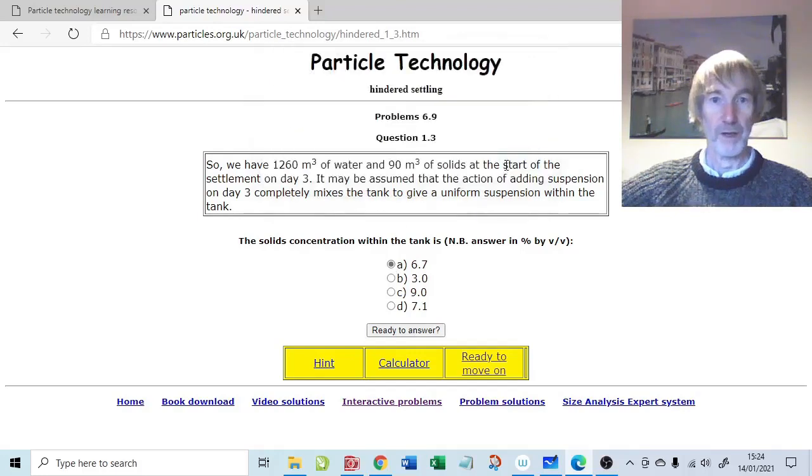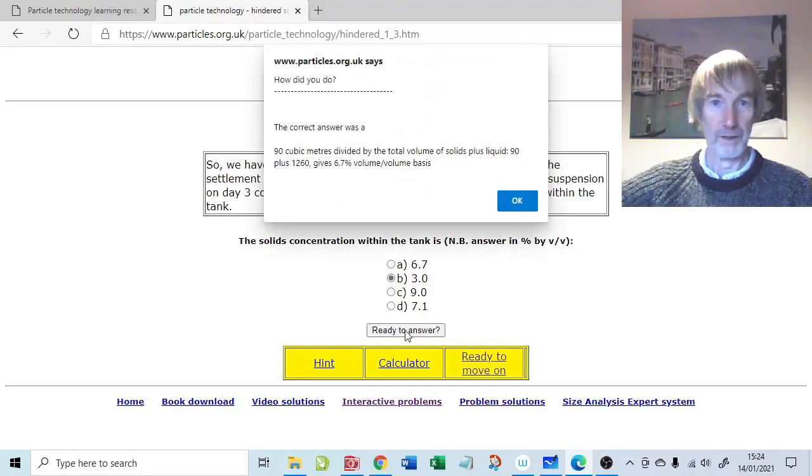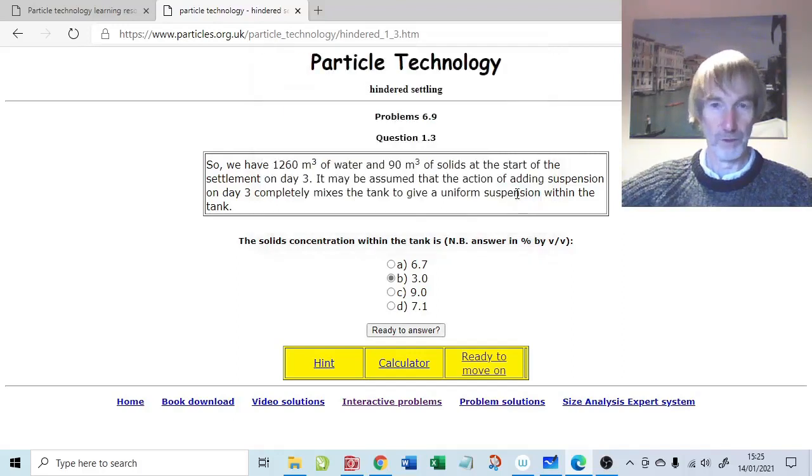Quick check, yep, we've got the right answer. That's brilliant. If by some means we'd clicked on the wrong answer, then it would tell us what the right answer is. Oh, it is. Yeah, the correct answer was A, and it gives you the reason why. It's that 90 divided by 1260. So the online solutions do give you the answers to the problems. Okay, let's move on.